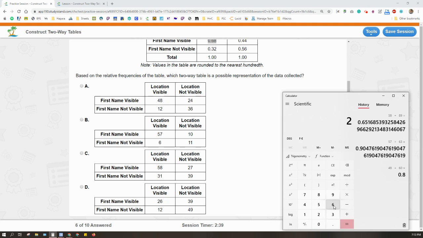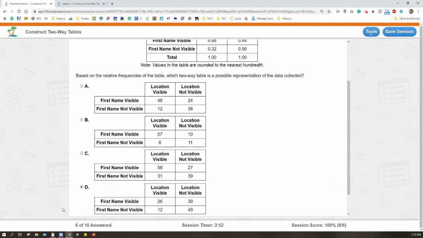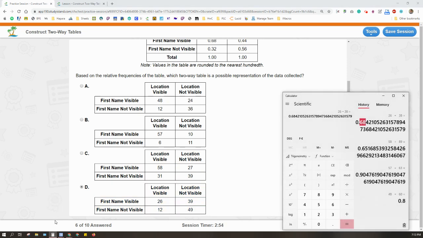26 and 12. 26 plus 12 adds up to 38. What percent is 26 divided by 38? That gives us 0.68. That's what we were looking for. This rounds to 0.68, 0.6842. So finally, D gives us our answer, and we're pretty sure that's it, but we can double check to make sure that we didn't do anything wrong by making sure that the other numbers fit as well.